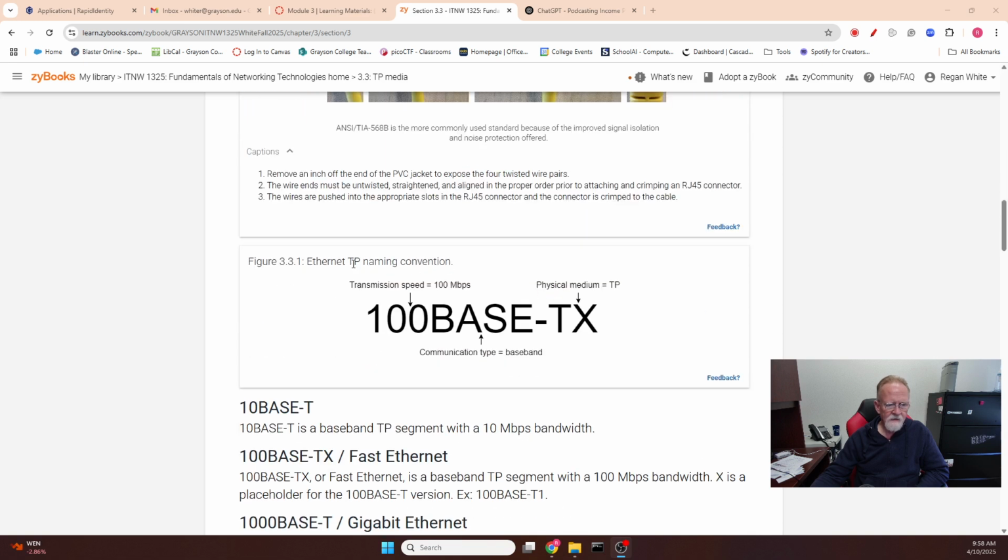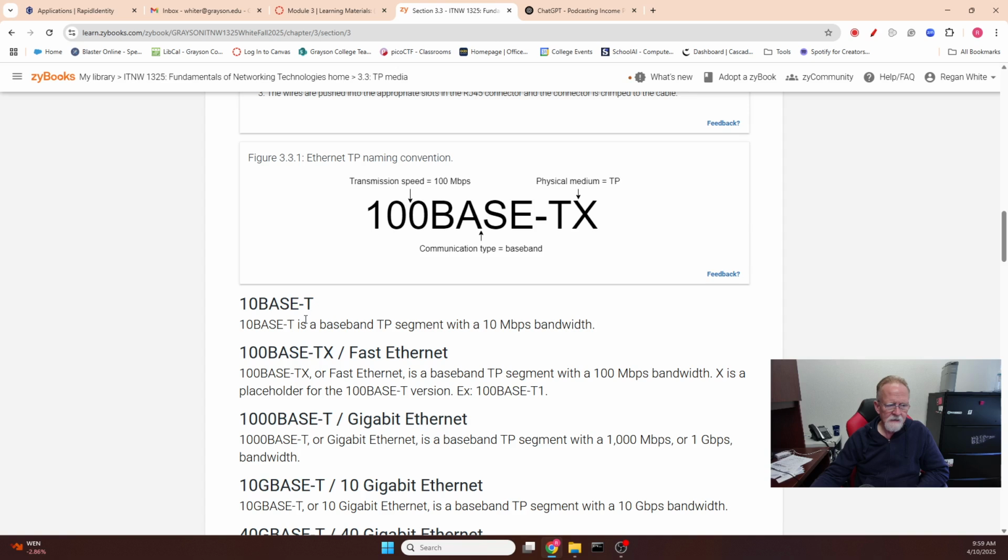All right, so let's look at the Ethernet naming convention. First of all, 100 is the speed, 100 megabits. Communication is baseband, and the physical medium is twisted pairs. That's what the TX stands for. 10BASE-T is 10 megabits, and that is twisted pair. 100BASE-TX is fast Ethernet. That's what most people, even today, have. It's 100 megabits, and it's twisted pair.